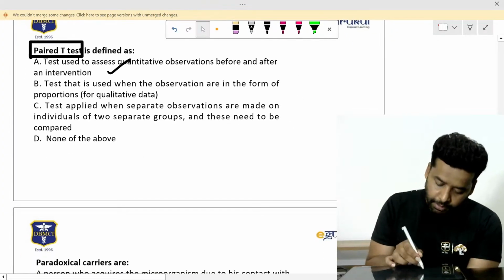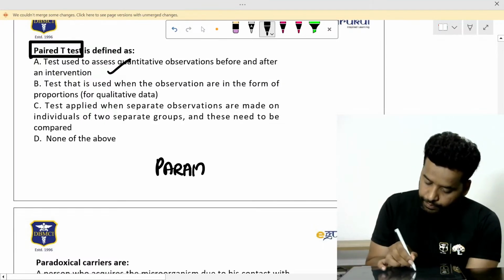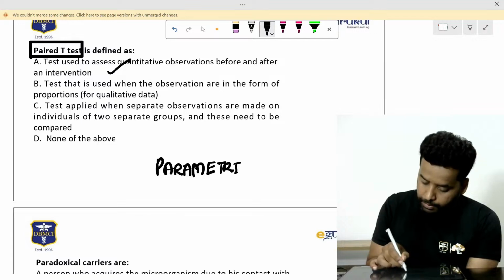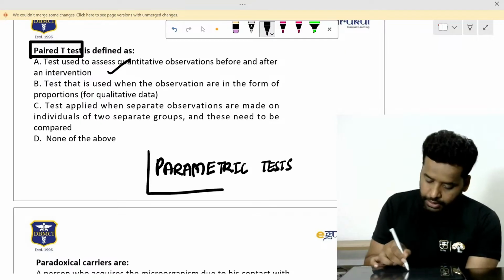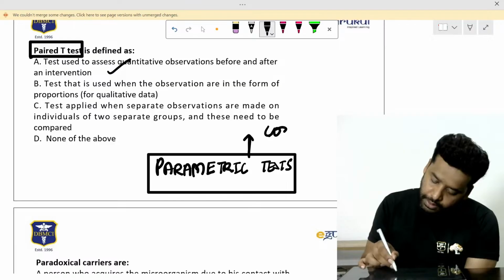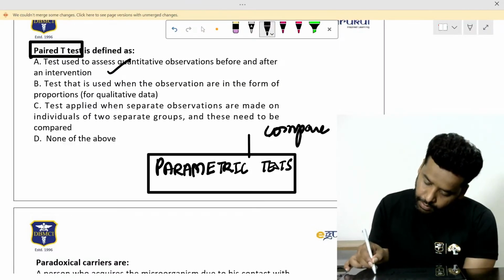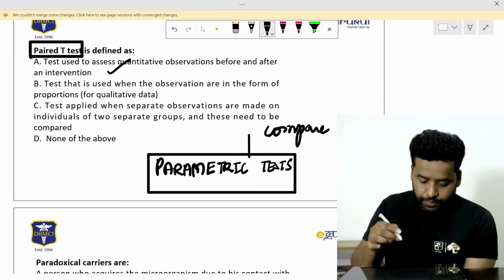So paired t-test is a type of parametric test or non-parametric test? Answer my question. Paired t-test is a type of parametric test or non-parametric test? Parametric test, yes, good. Parametric test will be used to compare mean values.